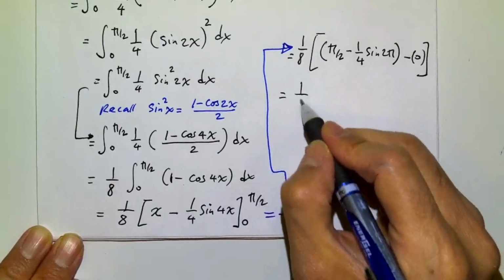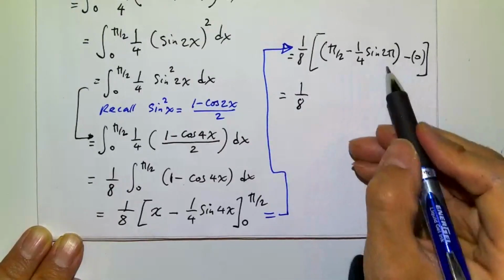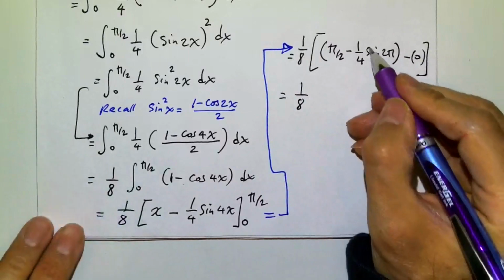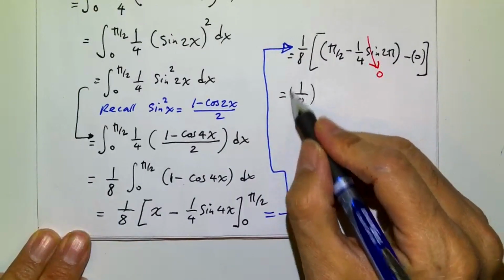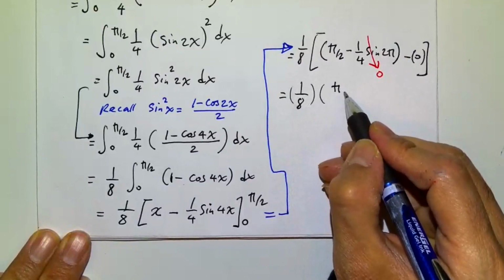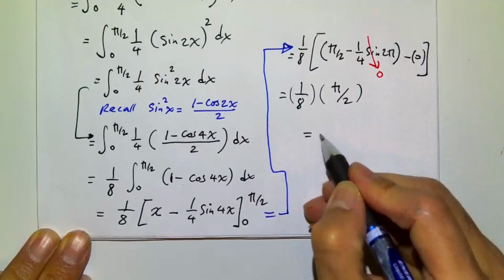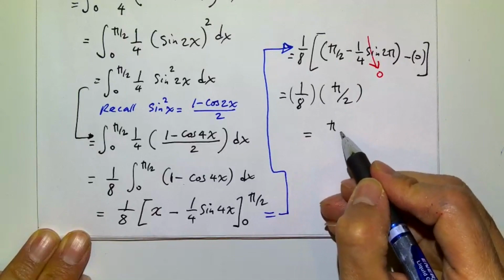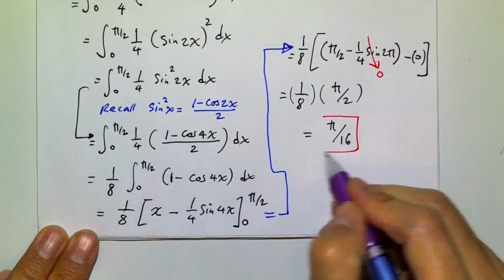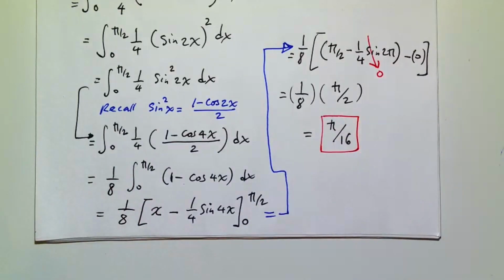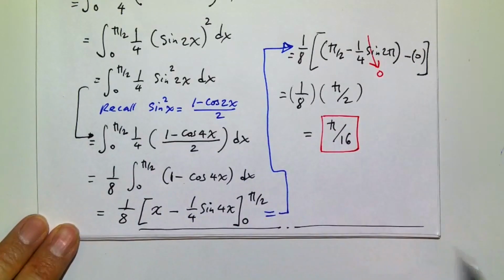Now, more simplifying, we have 1/8 times, this piece is just going to drop out as well. That's 0. So we're going to end up with 1/8 times pi over 2, and finally we end up with pi over 16. Okay, which is that. All right, so that's that.